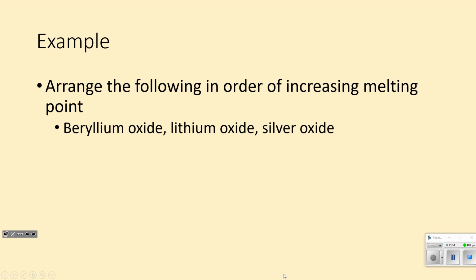My first suggestion would be to figure out the formulas for each of these. Beryllium's a +2, oxygen's a -2. I'm even going to write the charges down. So it's just BeO. Lithium's a +1, oxygen's a -2. So it's Li2O. And you can do your cross and drop if you want to, or however you balance charges.